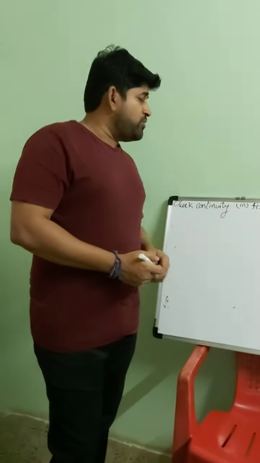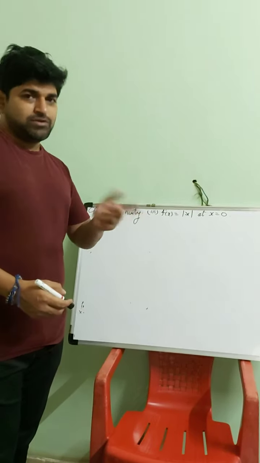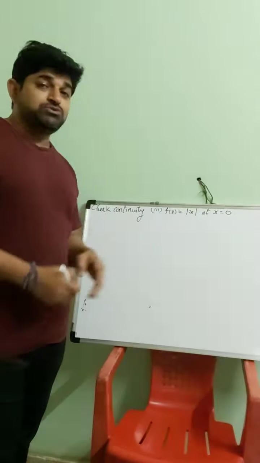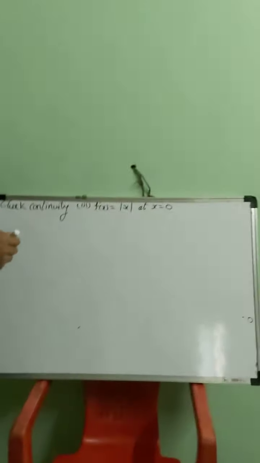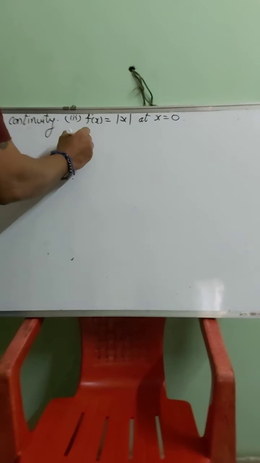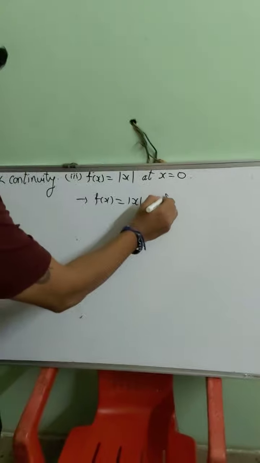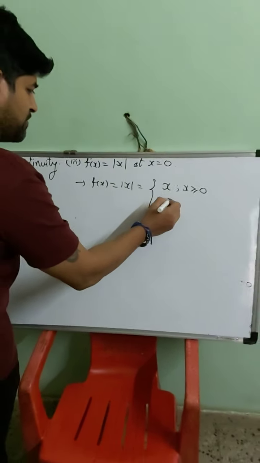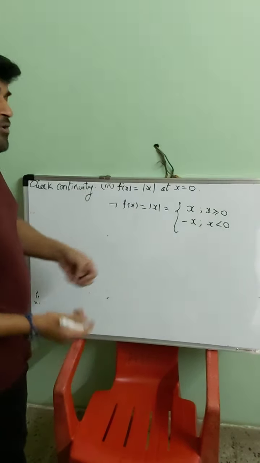Now we are going to the third sum. It is somewhat different from the first and second we have done. F of x equals mod of x at x equals 0. Okay, here it is mod of x. So you know the definition of mod of x, right? First of all let me define mod of x. Mod of x is actually x if x is greater than or equal to 0, and minus x if x is less than 0. This is how mod x is defined.